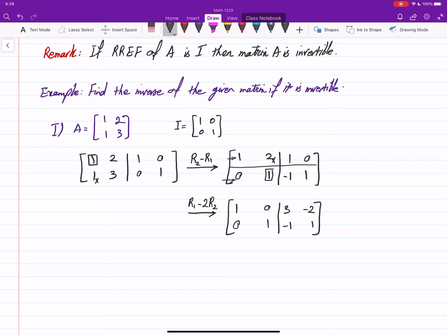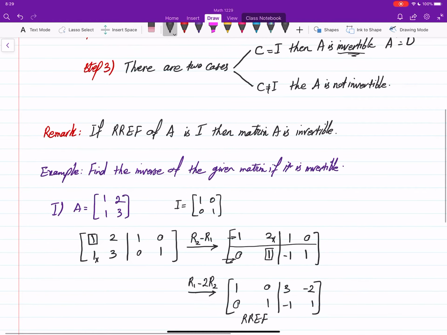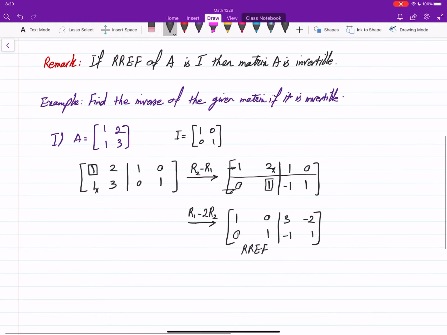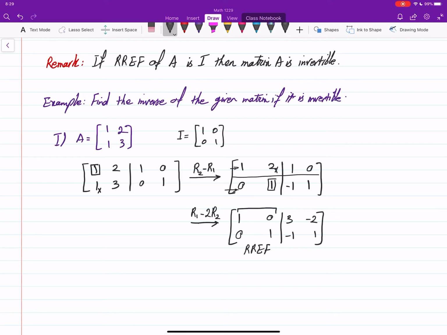Now you see that this is row reduced echelon form. Yes, and now go back and check the cases. Is the right hand side, this part, the identity matrix? Yes, it is 1 0 0 1. Then that means that A is invertible, and we also find the inverse of the matrix.